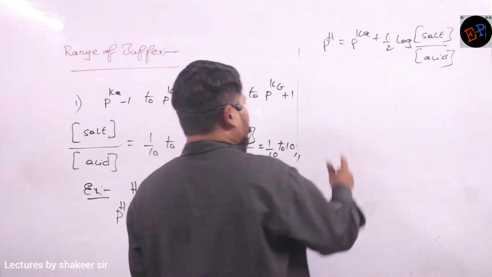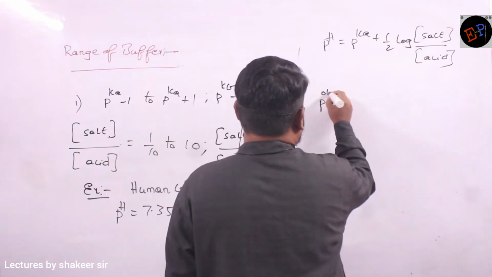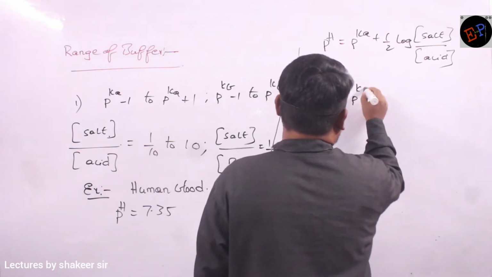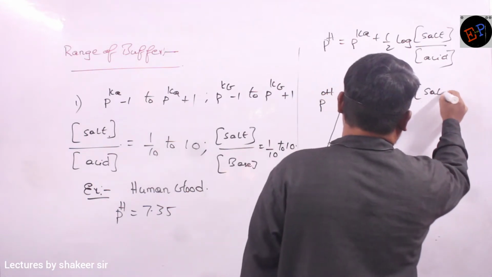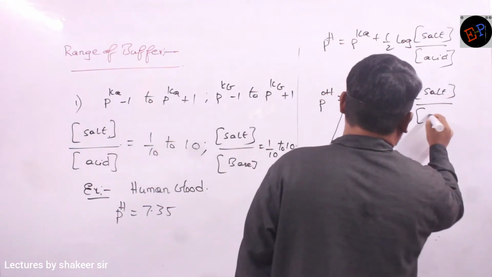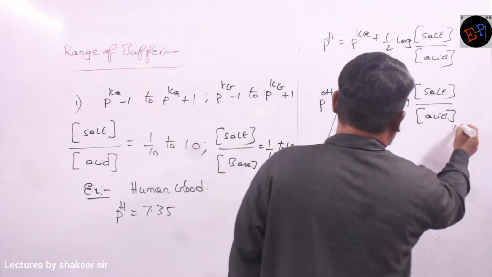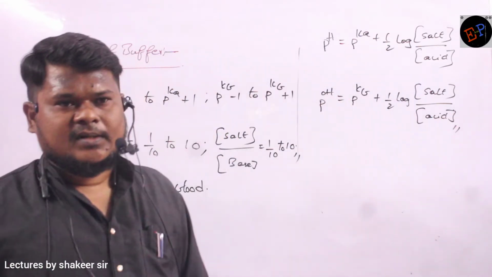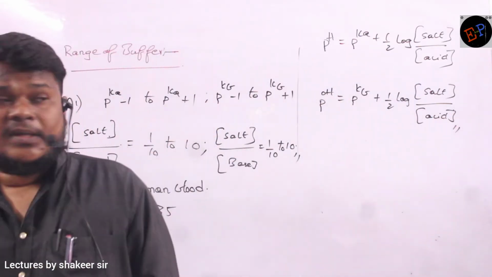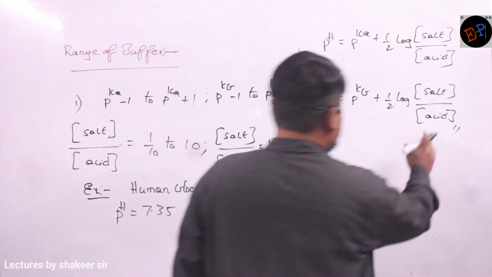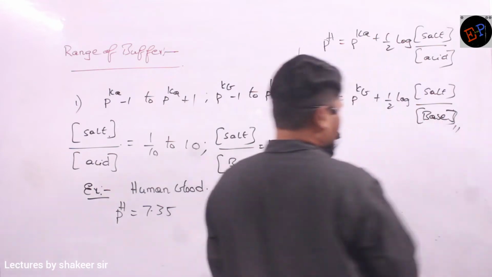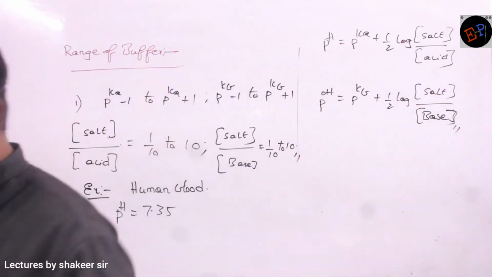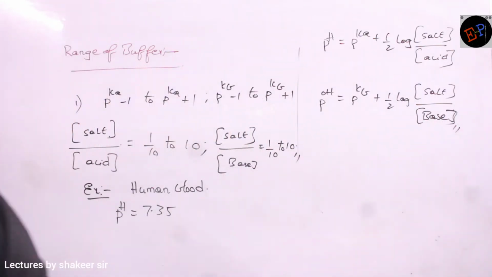Similarly, if you want to calculate for a base, you have to write pOH equals pKb plus half log of salt divided by concentration of base. This is the method which you have to adopt. Are you able to understand? Base. Okay. These are the values which you are supposed to remember.